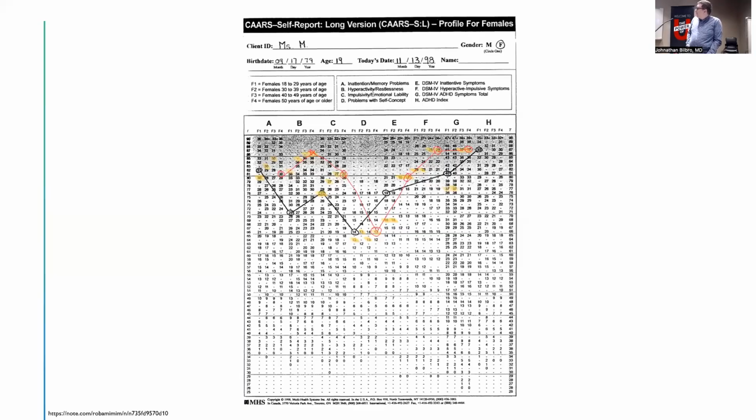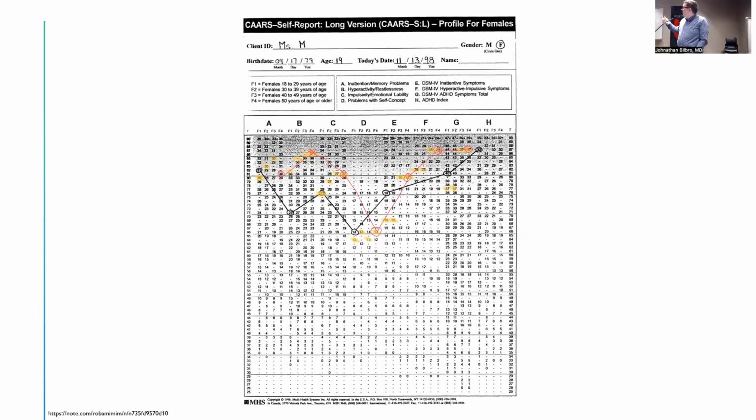And again, it was hard for me to find many pictures to show you, but I did find this picture of one of the reports that you'll get after someone completes the CAARS. And so I want to walk through this briefly. On the y-axis, or the vertical axis, you have T-scores from 25 up to, I believe, 90. And on the horizontal axis, you can see that there's a variety of categories here labeled A through H.